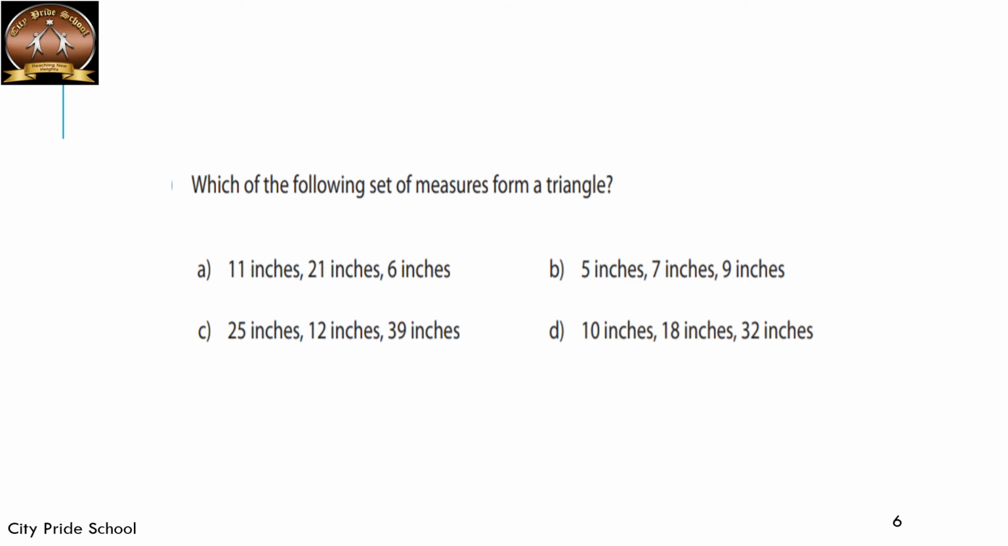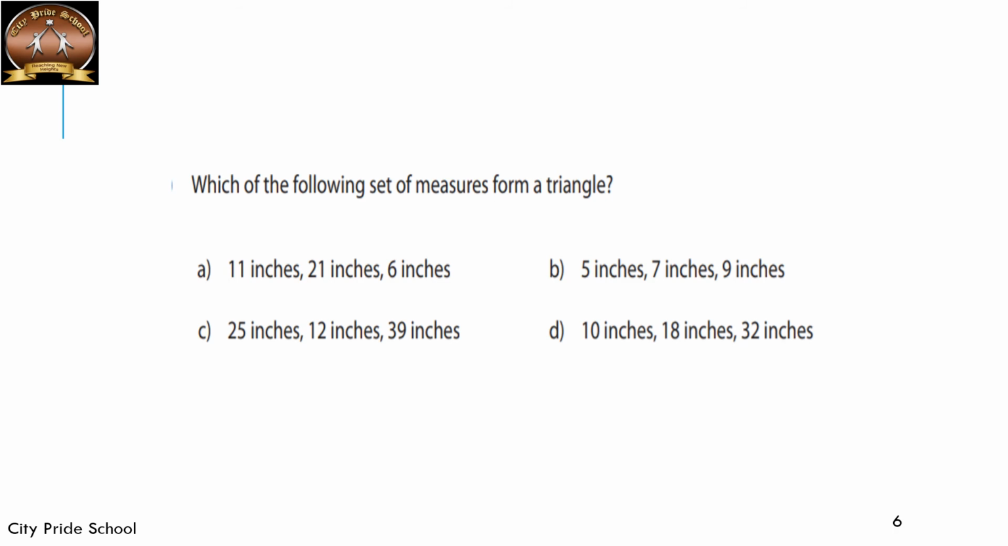Then I will add the next two, that means the last two, 7 plus 9, which is 16, again greater than the third side, 5. This is our second step. In the third step I will add the first and third sides, 5 plus 9, that is 14, which is greater than the remaining side, 7. That means these sides, 5 inches, 7 inches, 9 inches, will form a triangle. I hope all of you understood this.